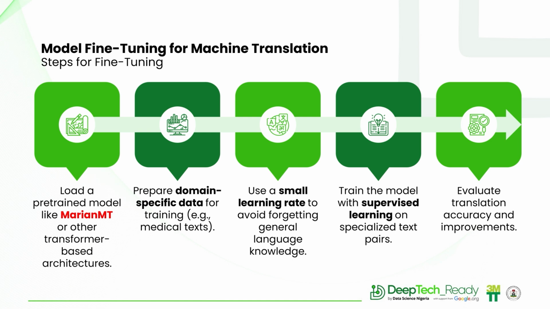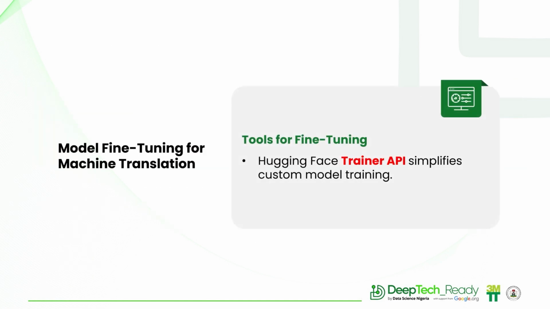When it comes to fine-tuning language models, there are several tools that make the process more efficient and user-friendly. One powerful tool is the Hugging Face Trainer API. This API simplifies the process of customizing and training models. It handles many of the complex details like setting up the training loop, managing the optimizers, and logging performance metrics.